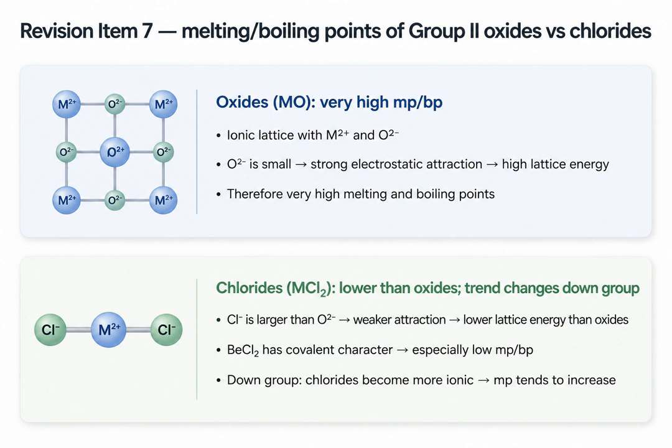The oxide ion is small, so the electrostatic attraction is strong and lattice energy is high. Chlorides have lower melting and boiling points than oxides because chloride ions are larger, so attractions are weaker and lattice energies are lower. Also, beryllium chloride is a special case with significant covalent character, pushing its melting point even lower. Down the group, chlorides become more ionic as polarizing power decreases, so their melting points tend to increase.